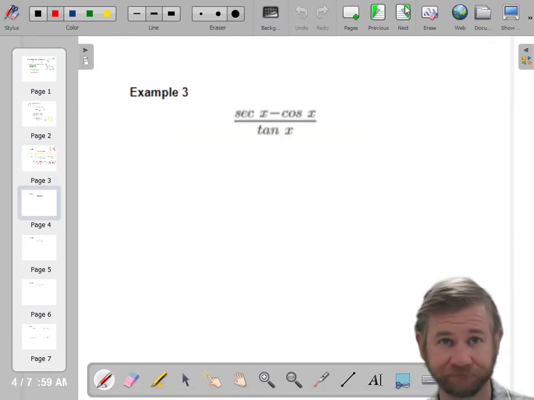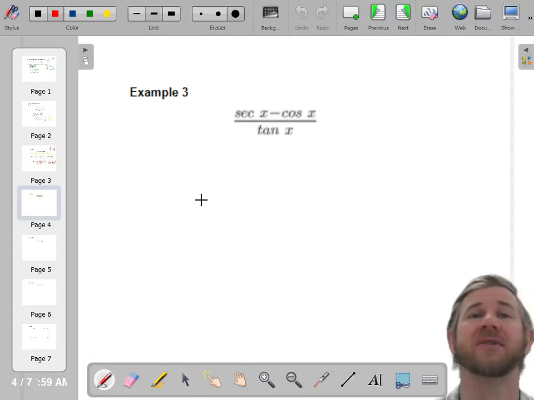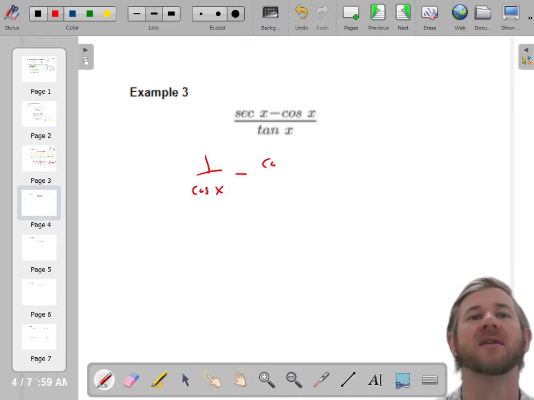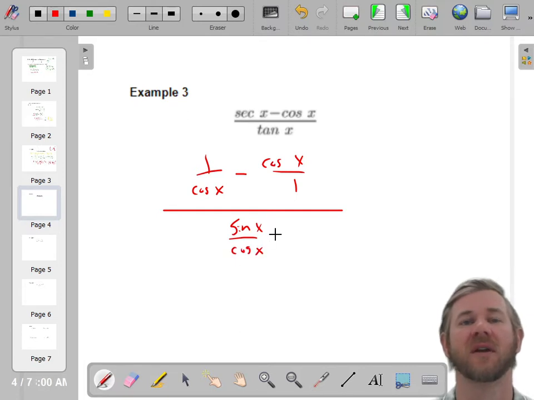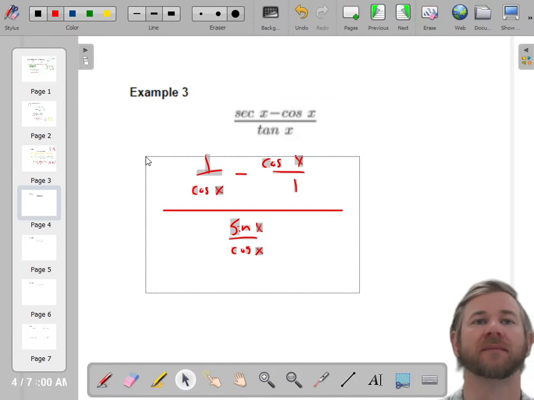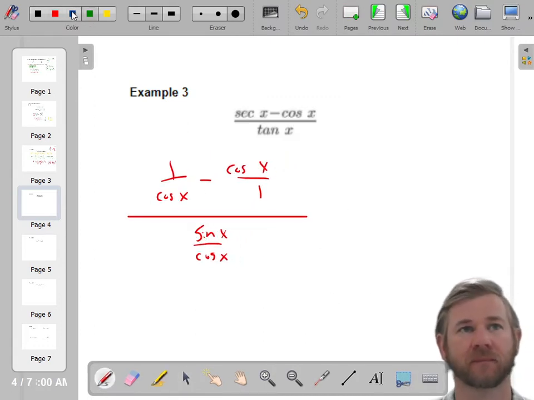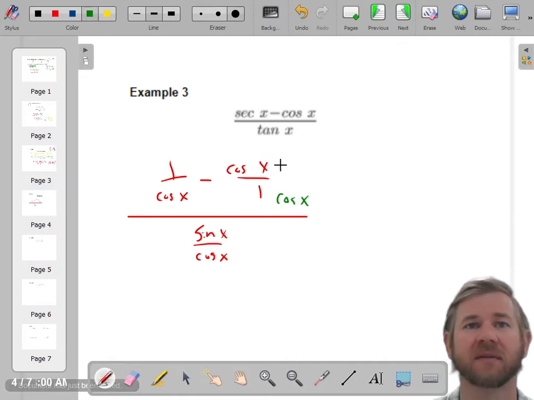Let's keep rolling. All right, another fraction problem. If I see things that are not sine and cosine, my main strategy is to write them in terms of sine and cosine. So instead of secant, I'm going to put 1 over cosine, and then in my denominator, tangent is sine of x over cosine of x. So this is a rational trig function. Let's see what I can do here. I need a common denominator on the top. Let's give this guy cosine of x.